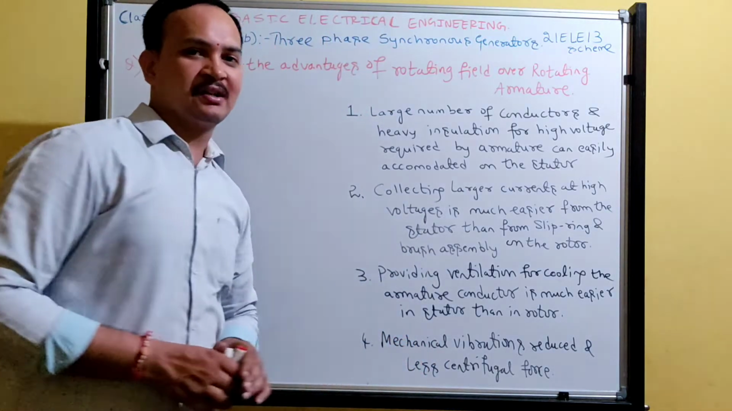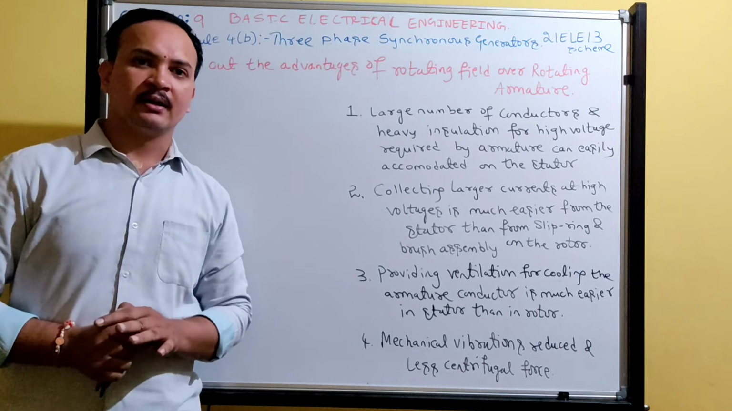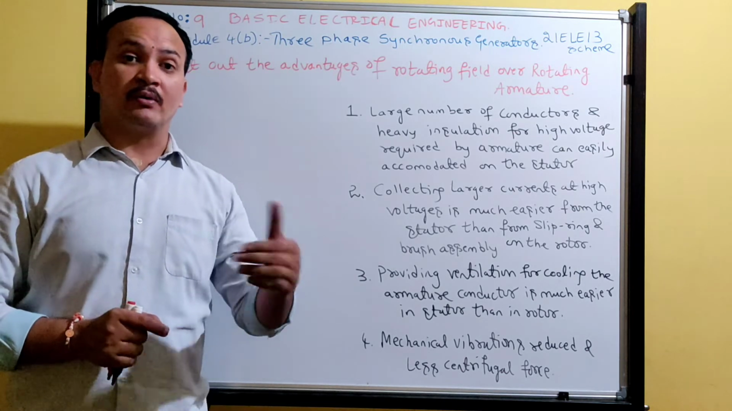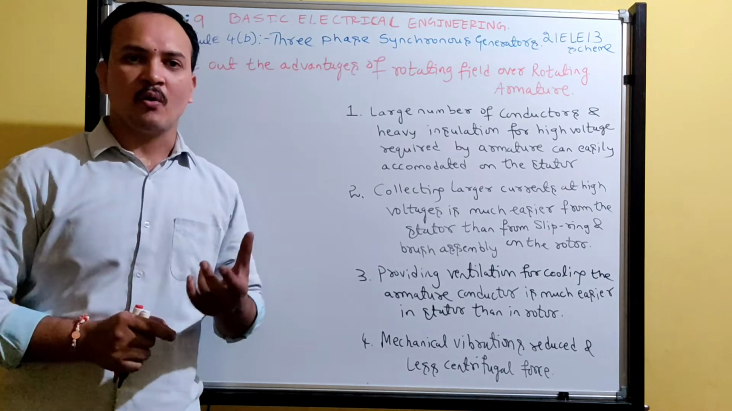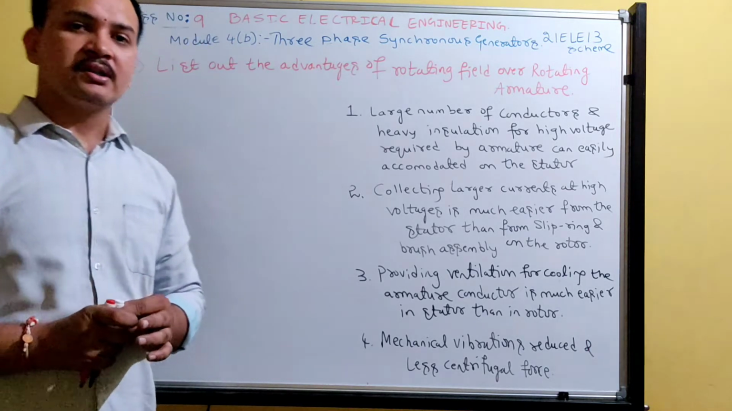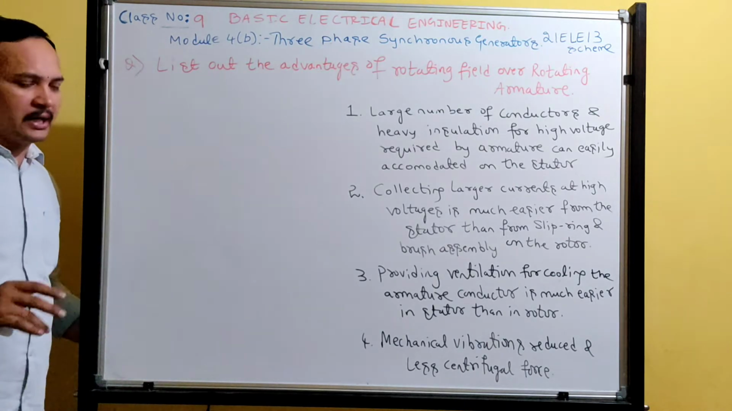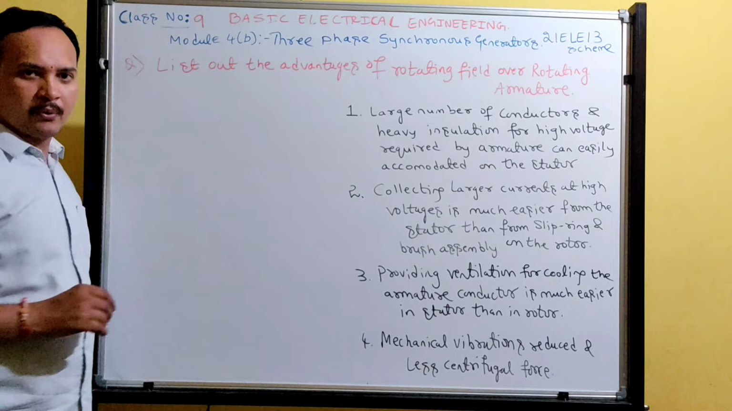So in the previous lecture we learned the construction details of an alternator, and we found that two types of alternators are there. One is called salient pole type alternator and another one is non-salient pole type alternator. Along with that, this question is also very important.